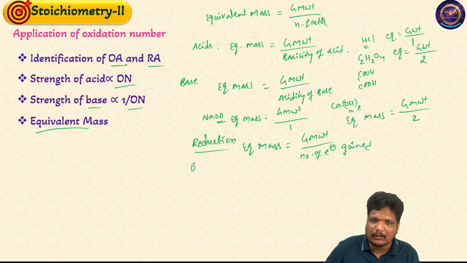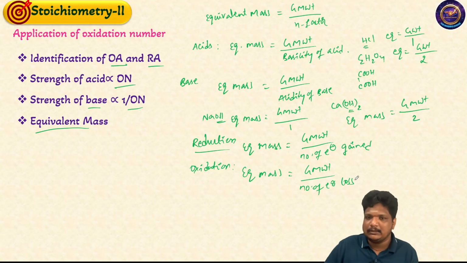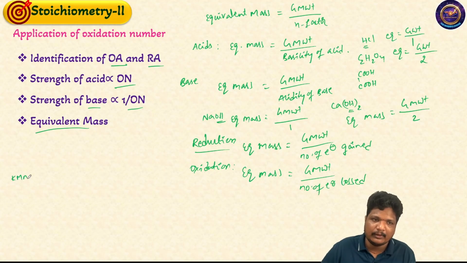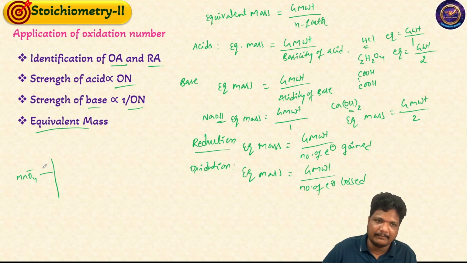So for oxidation, equivalent mass is equal to gram molecular weight by number of electrons lost. Okay, for example దీనికి నేను ఒక ఎగ్జాంపుల్ తీసుకుంటున్నాను నేను ఇక్కడ. KMnO4. సో ఇఫ్ ఐ ట్రీట్ లేదంటే MnO4 మైనస్ అంటున్నాను ఈజీగా, MnO4 మైనస్.